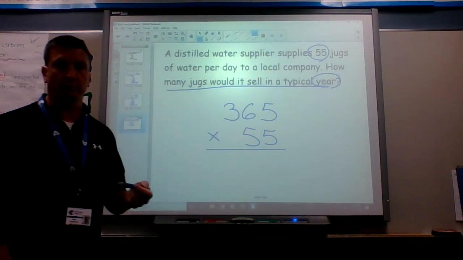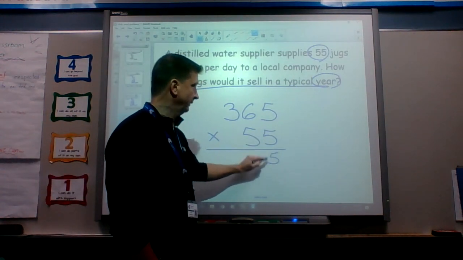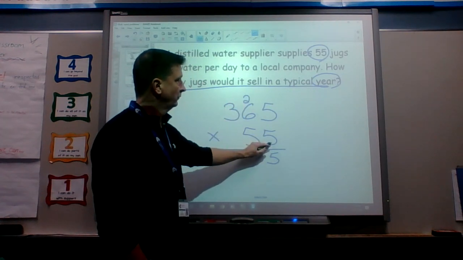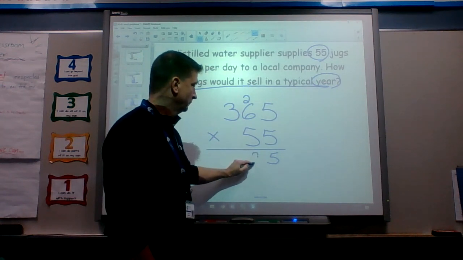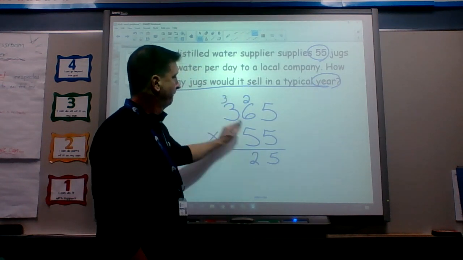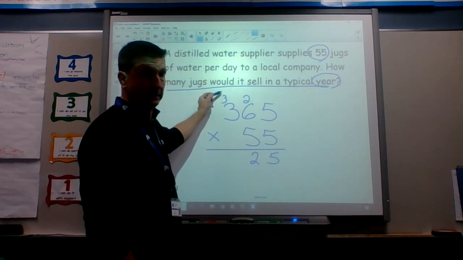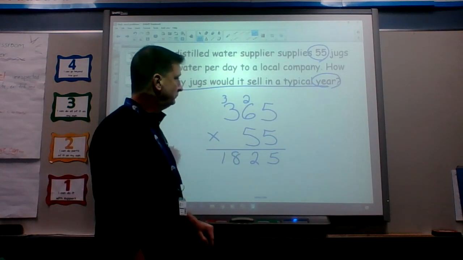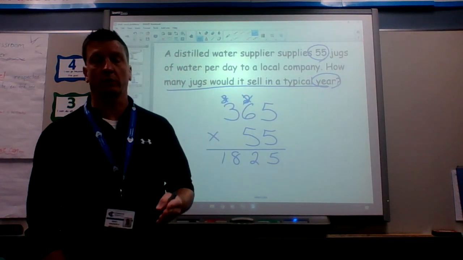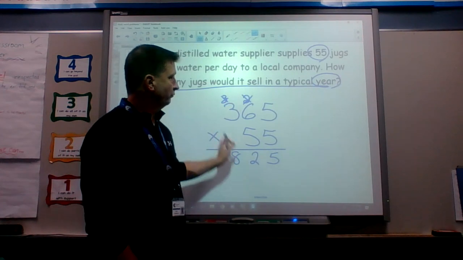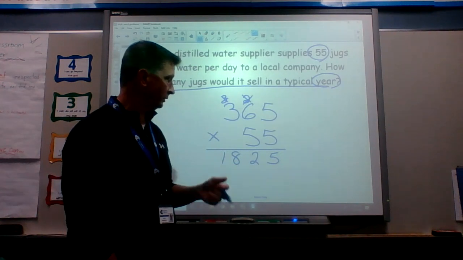And if we follow that traditional algorithm again, 5 times 5, 25. 6 times 5 is 30, and 2 more makes 32. 5 times 3 is 15, and 3 more, 16, 17, 18. Now, remember, it's always important to either erase or cross off those numbers so the next time through, we don't make a mistake by actually adding those in when we shouldn't be.